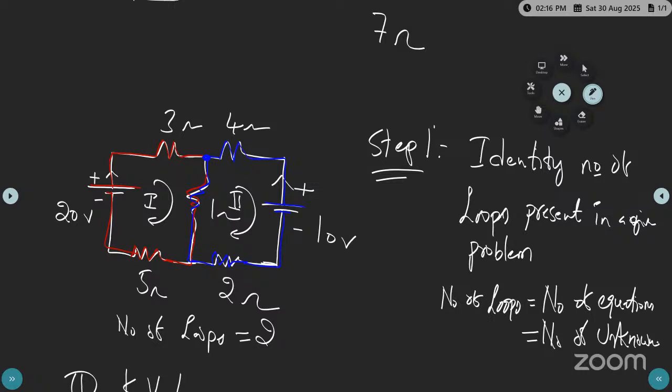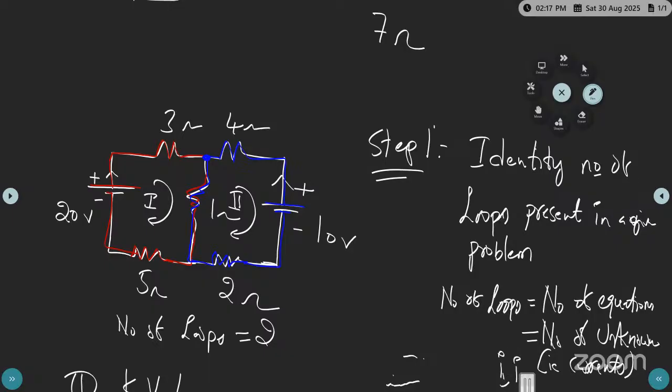What is meant by the number of unknowns? We are solving by using mesh analysis, and in mesh analysis the unknowns are always currents. So the number of unknowns here means currents. Here the number of unknowns is 2, that means 2 currents. We name them I1 current and I2 current.